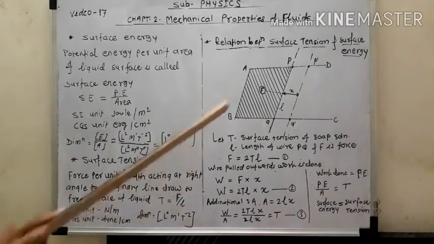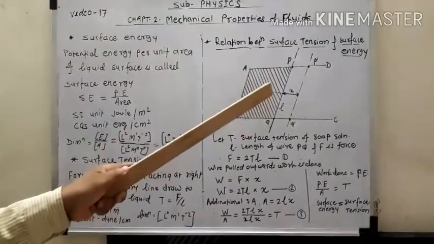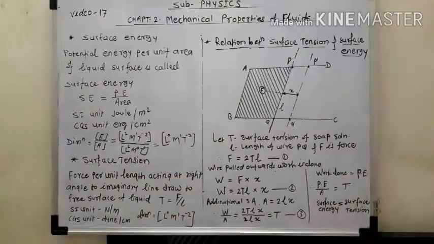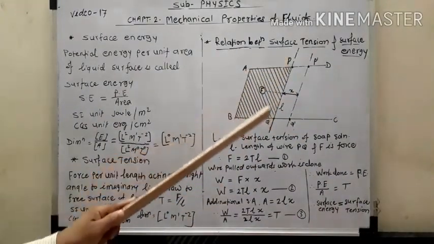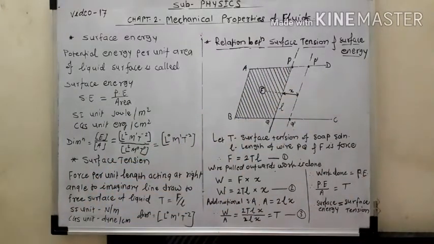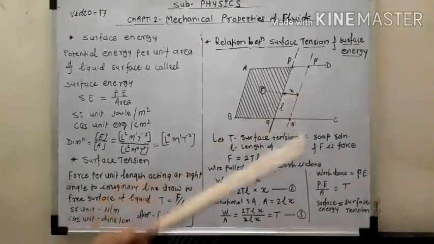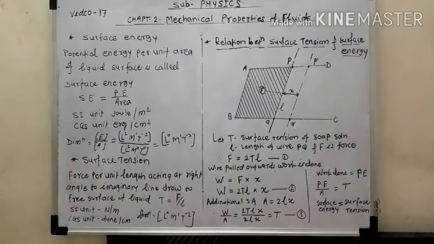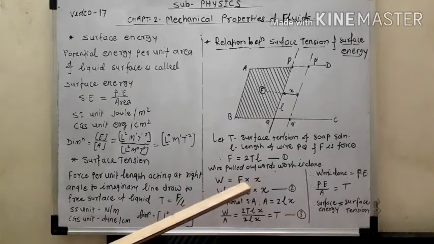Now suppose the wire PQ is pulled in the outward direction through a small displacement x. Then work must be done, and this is the mechanical work done. We know that work done is the product of force and displacement, so we can write W equal to F into x, where F is the force and x is the displacement.